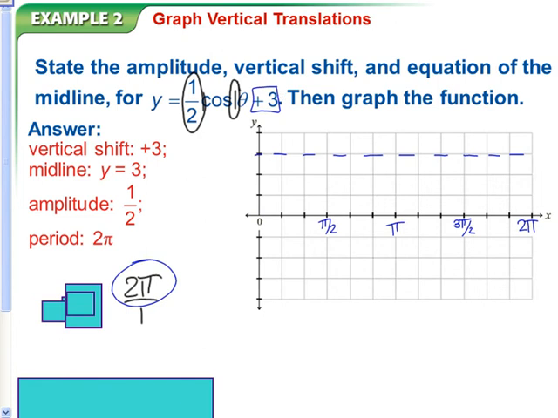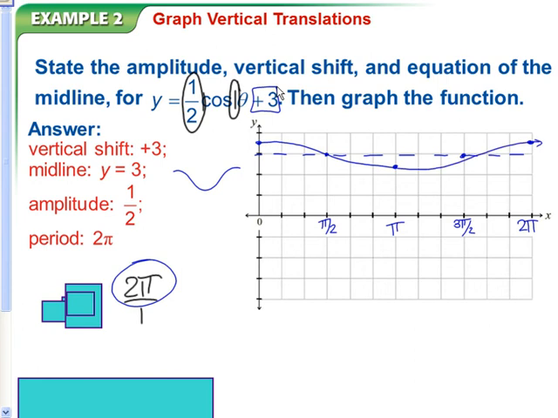So cosine starts high, swoops down, and comes back up high again. So we are going to start at our amplitude, which is 1/2. So you go half the way above 3, half of a box above 3. And then we end at 2 pi at half again. Halfway between those 2 points, we're at our minimum. And halfway between those points is our x-axis, which is our midline now. And we connect our points.